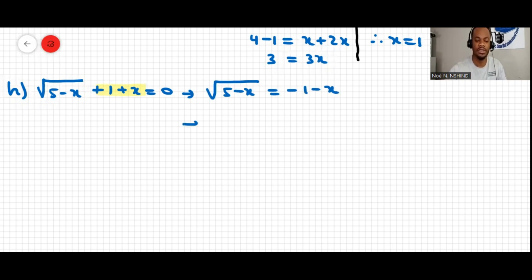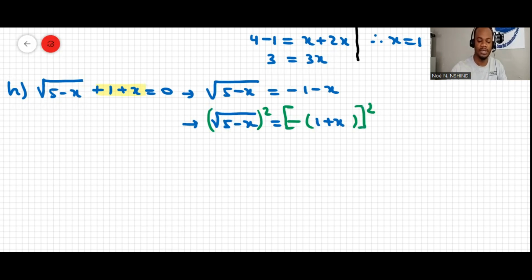So in this situation, I would prefer to write 5 minus x equal to, instead of writing negative 1 negative x, I will take negative out. This can be written as taking negative 1 out as a common factor. But I don't need to write negative 1, I can just say negative outside the bracket, and within the bracket, I can just write 1 plus x. Then we will square both sides, raise both sides to the power of 2.